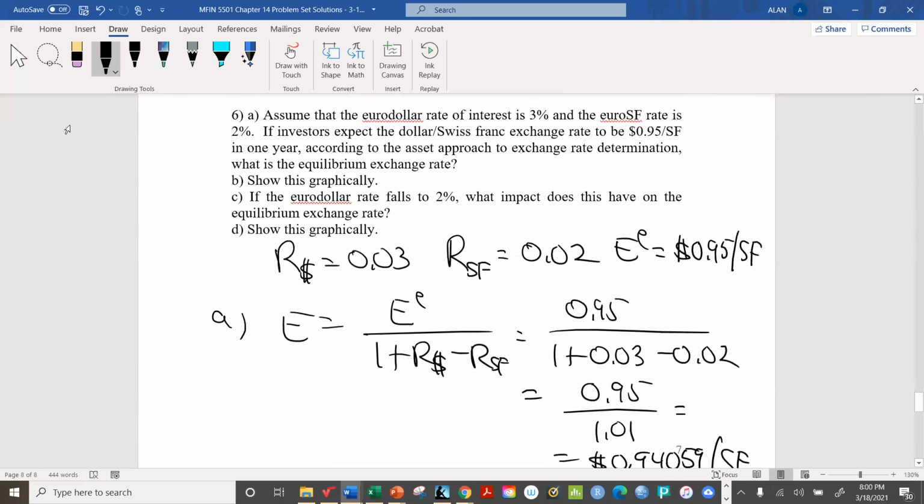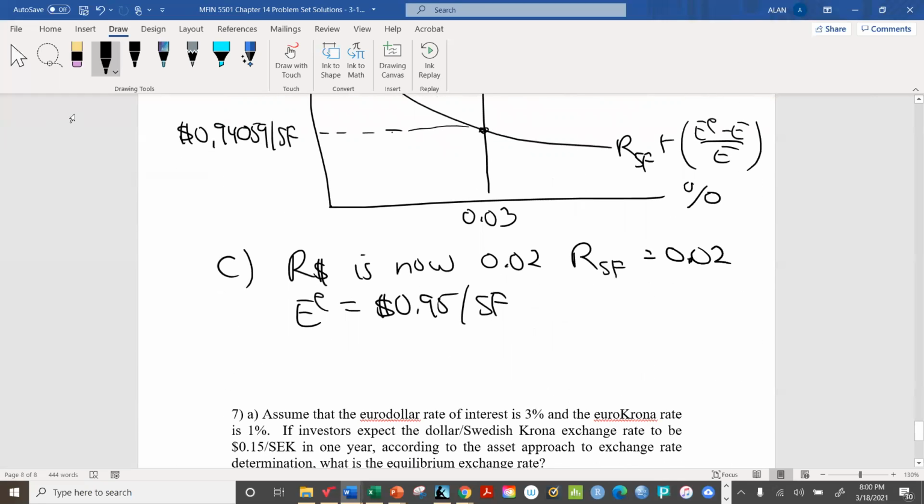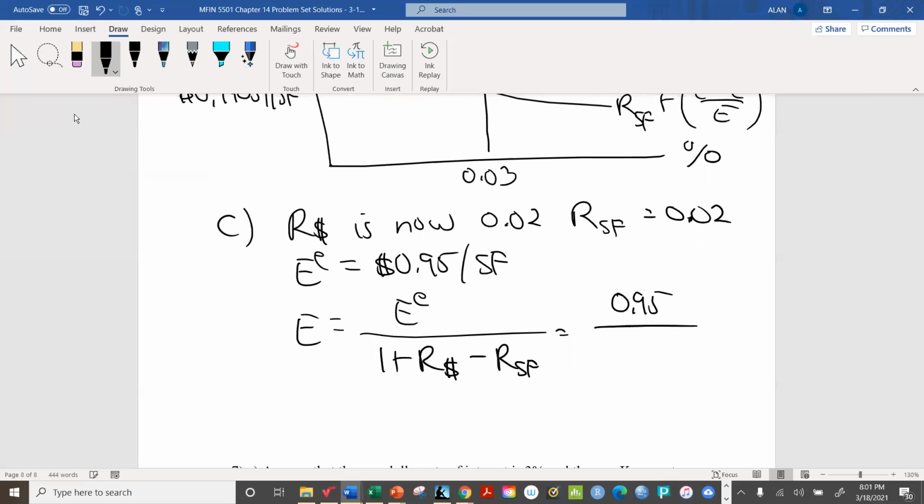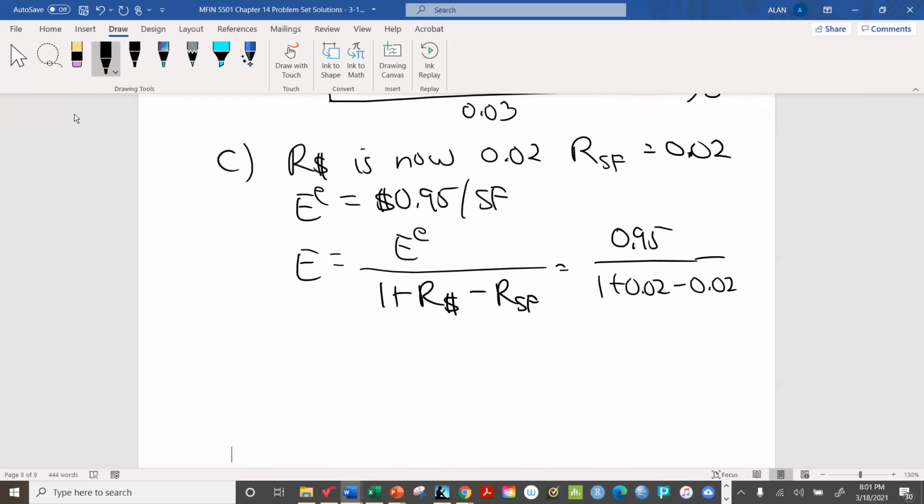All right, so what happens now? So we plug these into our formula, which once again is here. So we start with 0.95 in the numerator. So we end up with 0.95 over 1, which is easy. It's just 0.95 cents per Swiss franc.